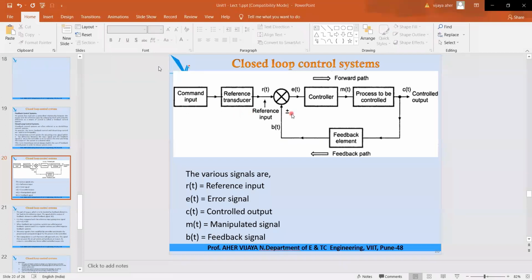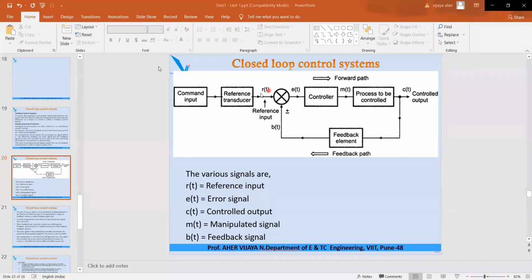This is the block diagram of a closed loop control system in which the controller is present, the process is also present. This is your controlled output variable. This is nothing but your comparator or error detector. Now this first block is nothing but the command input. The output of the command input is given to the reference transducer. So one form of physical quantity is converted into another form of physical quantity. The output of the reference transducer is nothing but our RT signal.